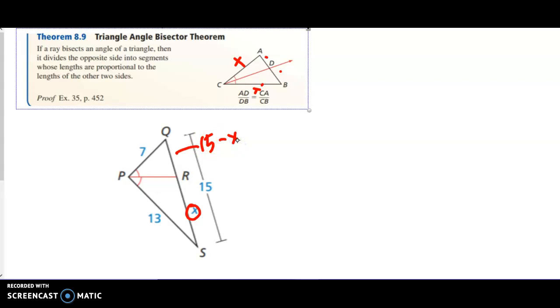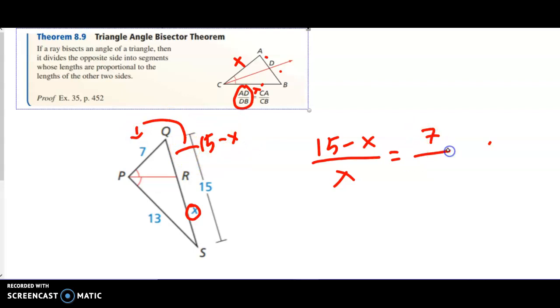And now I can set up my ratios. I'm going to set up the bisecting sides first. So the sides being bisected, I'm going to take 15 minus x over x, and set that equal to the sides right next to it. The side right next to this 15 minus x is that 7. So I'm going to set it equal to 7 over 13.